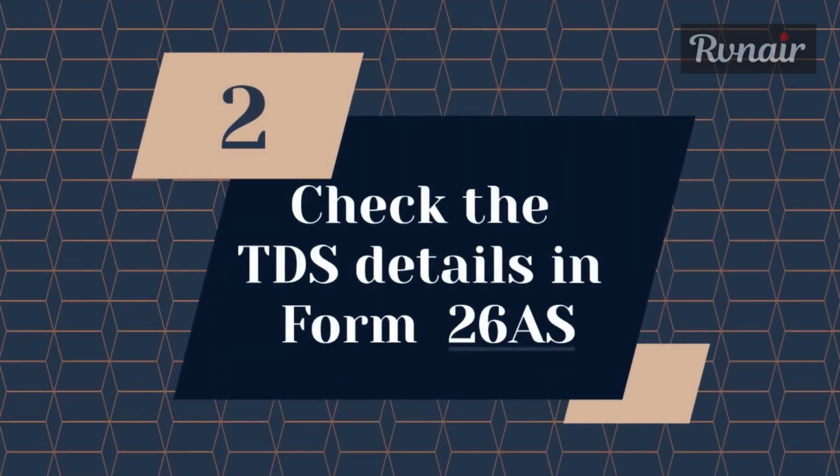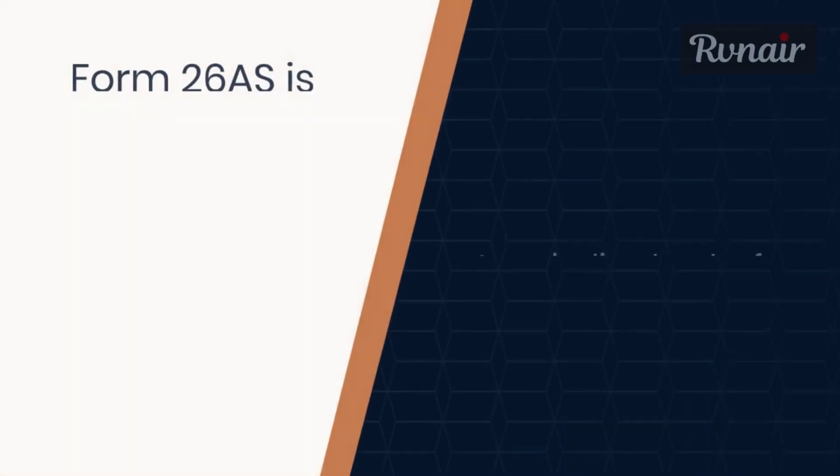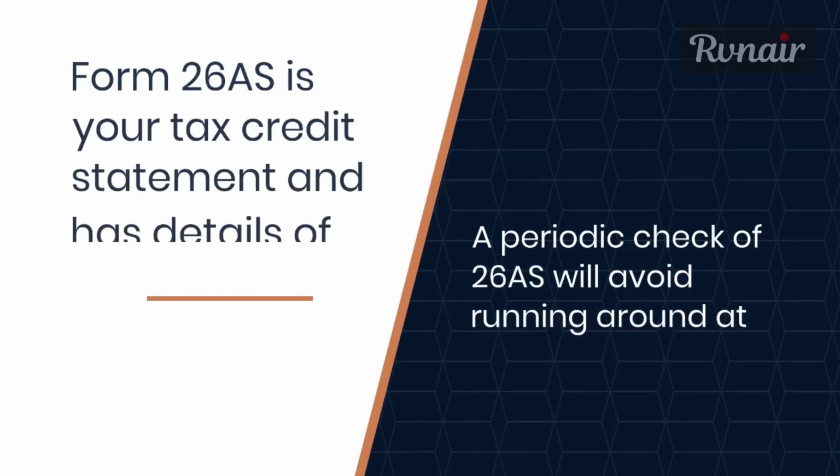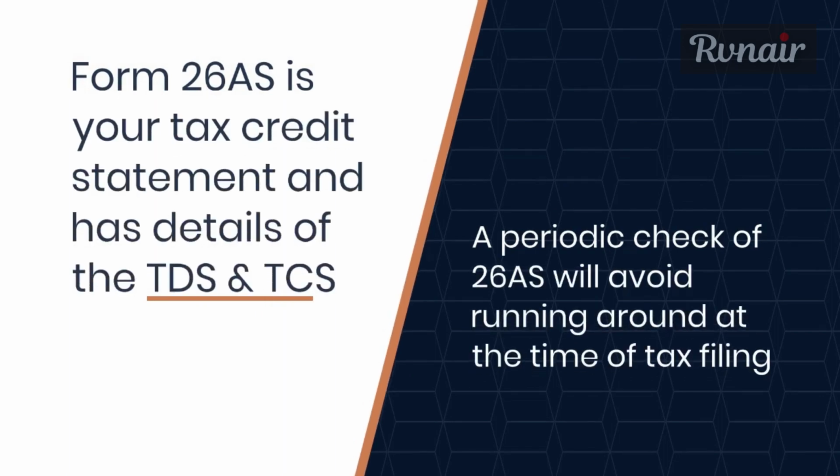Check the TDS details in Form 26AS. The Form 26AS is your tax credit statement and has details of the TDS deducted on your behalf and the tax collected at source, TCS, paid by you. Access your Form 26AS either through the Income Tax Department portal or through your net banking account and check if the TDS and TCS deductions are correctly mentioned in it. If for some reason some TDS or TCS has not been credited to you, you must contact the deductor immediately. A periodic check of the Form 26AS will ensure you are not running around at the time of tax filing.